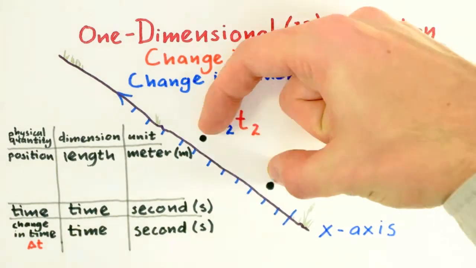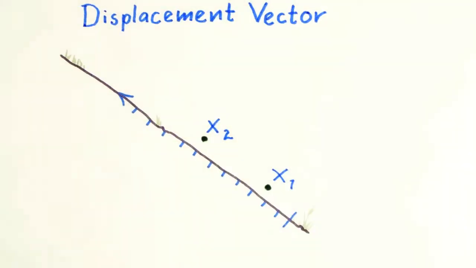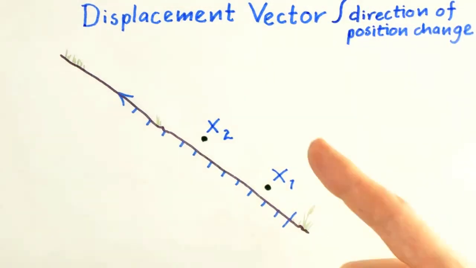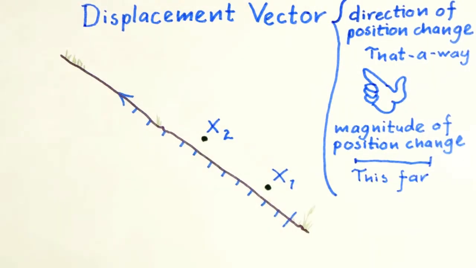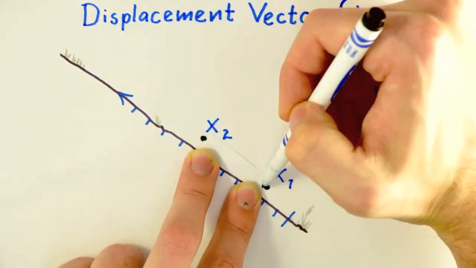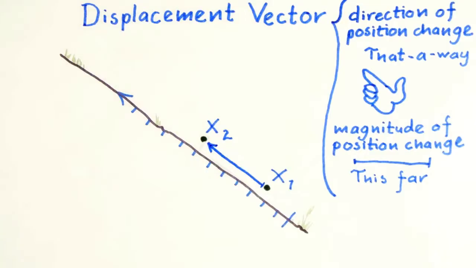The change in position is described by the difference, the final position x2 minus the initial position x1, which we can represent symbolically as delta x. The change in position has a special name. It's called the displacement. The displacement is a vector and therefore communicates two separate pieces of information: the direction of position change and the magnitude or size of the position change. Let's use an arrow to represent the displacement delta x. We do this by putting the tail of the arrow at the initial position, x1, and drawing the arrow so that the arrowhead lands on the final position, x2.